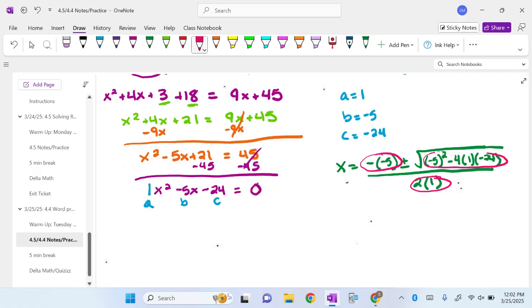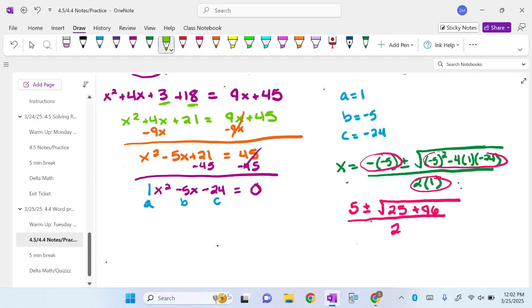So a negative times a negative is a positive, so it's going to be positive 5 plus or minus the square root. Negative 5 squared is positive 25. Negative 4 times 1 is negative 4, times negative 24. 4 times 4 is 16, 20 times 4 is 80. So that would be 96. So minus 96, plus 96, because negative times a negative, all over 2 times 1, which is 2. So I've just done all the multiplication.